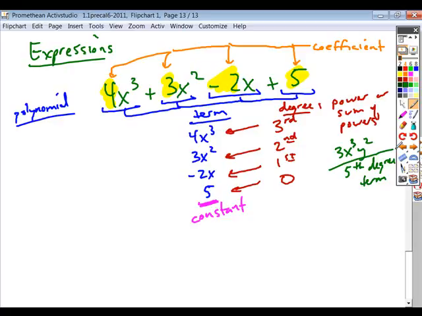And the last thing to think about is that polynomials can have a degree as well. The degree of a polynomial is just the degree of the highest term. So when you look at this expression as a whole, if I ask you what's the degree of that polynomial, you take whatever the highest power is, or the highest degree term, which is a third degree term.